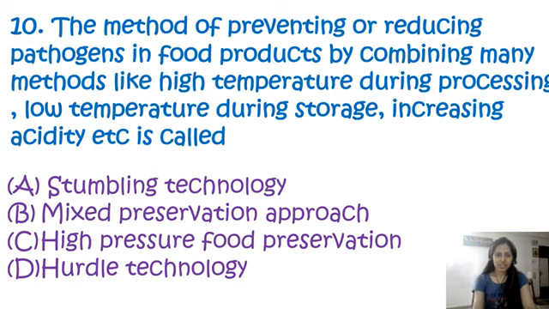Question number 10. The method of preventing or reducing pathogens in food products by combining many methods like high temperature during processing, low temperature during storage, increasing acidity, etc. is called. So options are stumbling technology, method of preservation approach, high pressure food preservation, or hurdle technology. So the correct option will be option number D, that is hurdle technology.